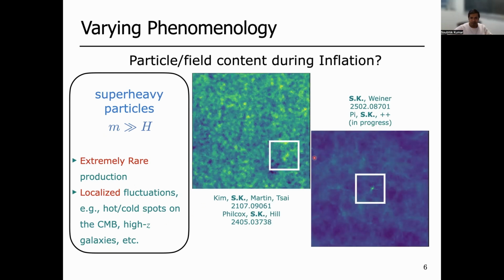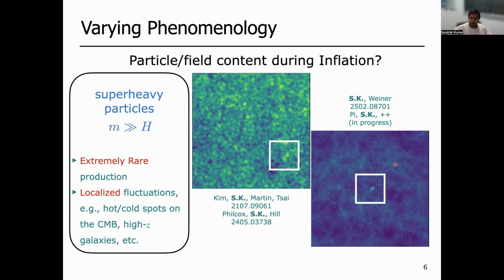Here is, for example, a quick snapshot. This is a mock CMB map, and here are a couple of hotspots coming from this very heavy particle production. In these papers, we have outlined some of the detection strategies and carried out a search using Planck data to look for these kinds of hotspots. Although we did not find anything, we are able to set some interesting constraints.